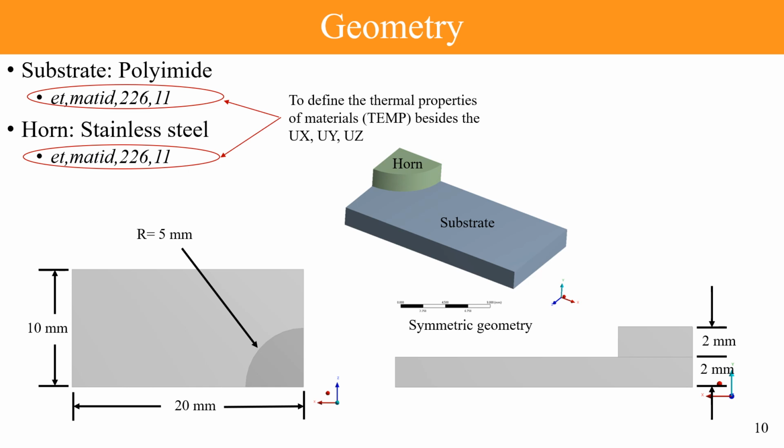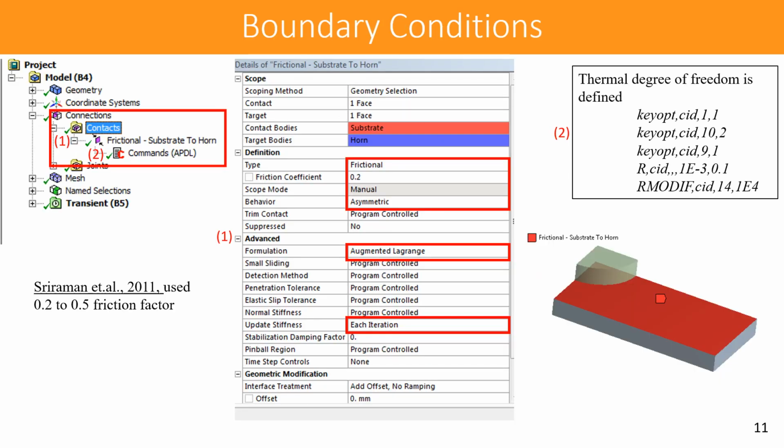And then just a little bit about the geometry. The width of the plastic substrate is 10 millimeters and the length I chose is 20 millimeters. The radius of the horn is 5 millimeters, the thickness of the substrate material is 2 millimeters, and the thickness of the horn is 2 millimeters. Again, it's a very simplified geometry of the real ultrasonic embedding process, or friction embedding process.